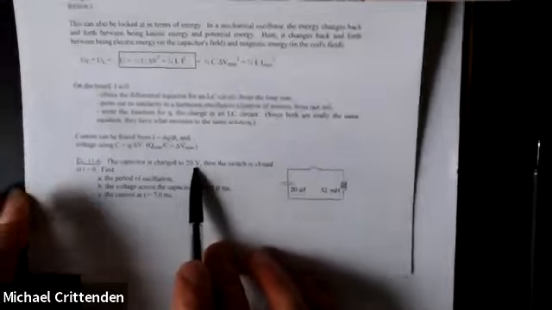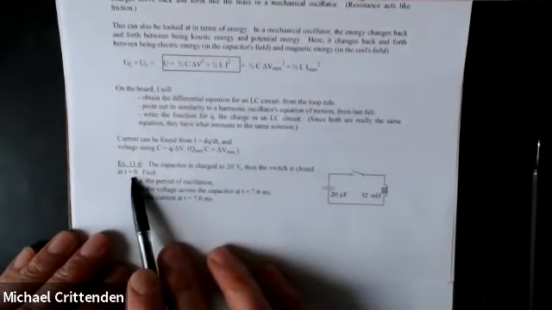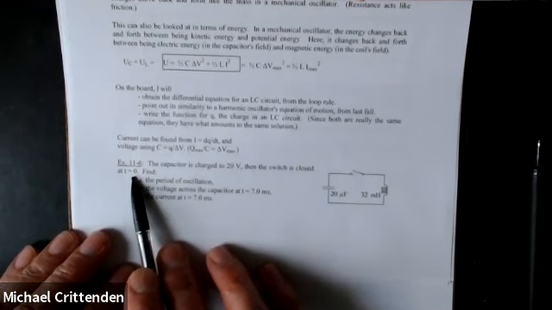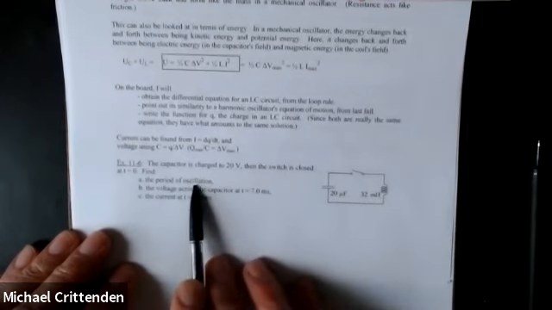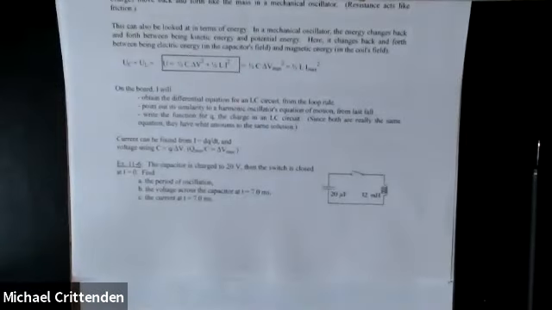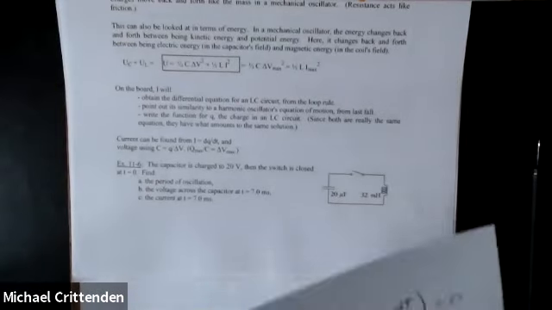You close the switch at t equals 0. Closing the switch at t equals 0 gets rid of the phase angle, as opposed to if you close the switch at some other time. And the first thing it asks for is the period.